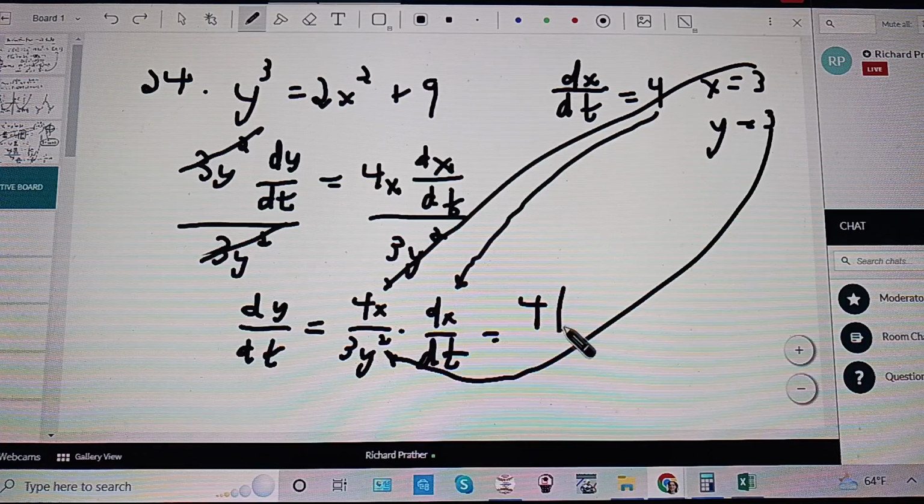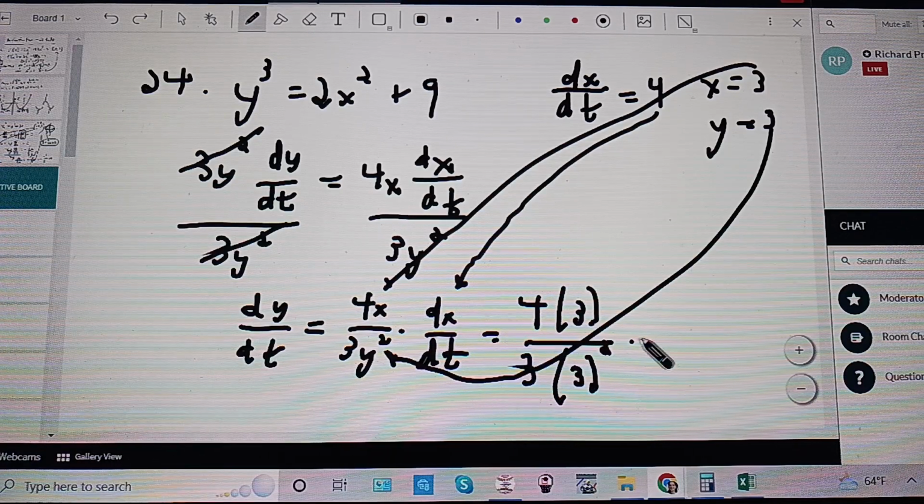4 times x is 3, over 3 times y squared, but y is 3, so 3 squared right there. And then the whole dx over dt equals a 4. So I could cancel this 3 with that 3 if you want to reduce it, and there's no addition or subtraction here. So 4 times 4 is 16 for the numerator, and the bottom is 3 squared, or 9.